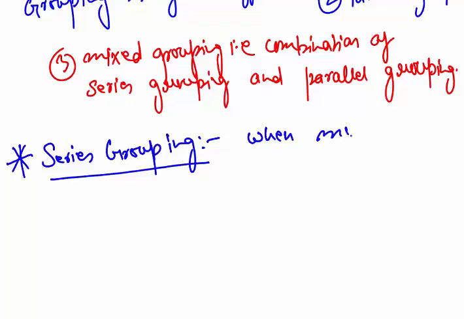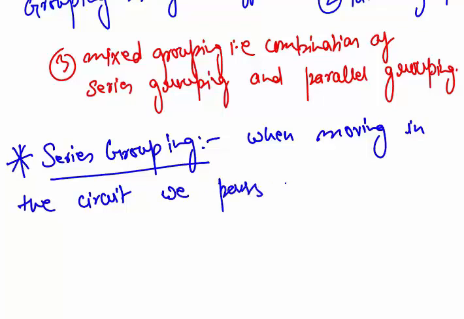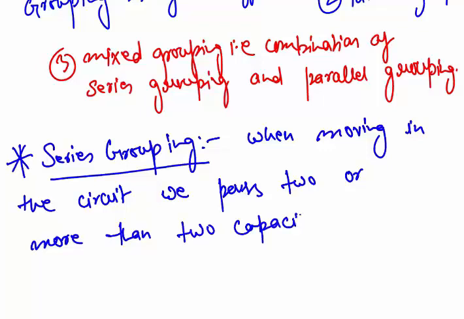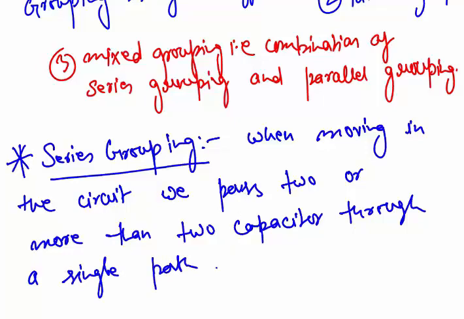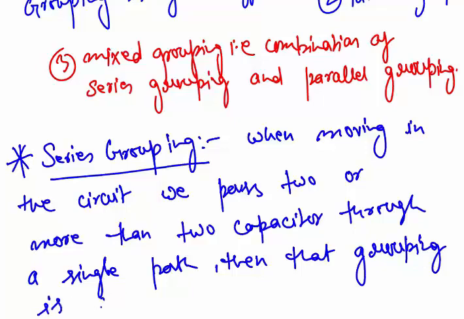When moving in the circuit we pass two or more than two capacitors through a single path, then that grouping is called series grouping.